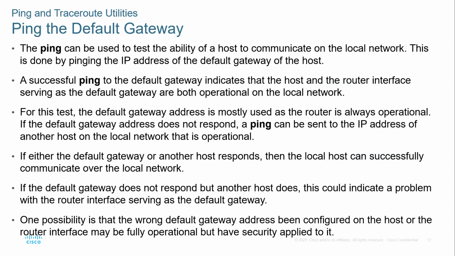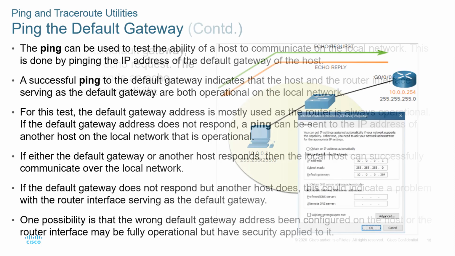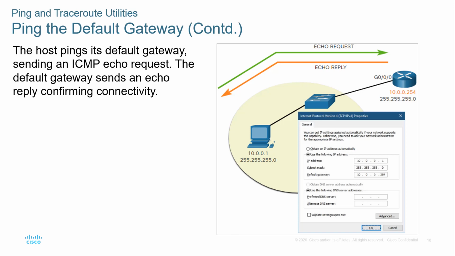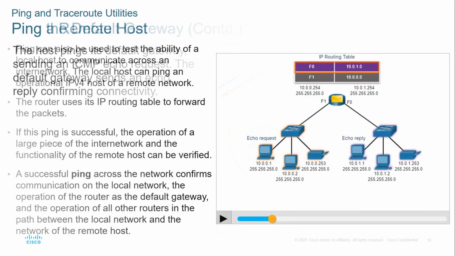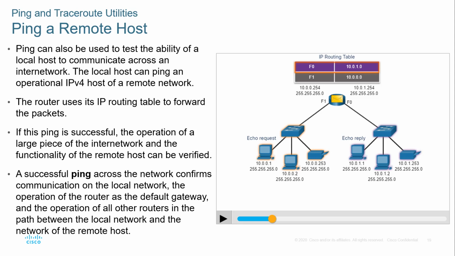The default gateway is again our exit point from the network. So we have to ping our default gateway to ensure that we can leave the network. If we're manually assigning addresses, the default gateway is going to be the address of our router. A remote host: we can ping a remote host via its IP address or its domain name, assuming we have DNS functioning.